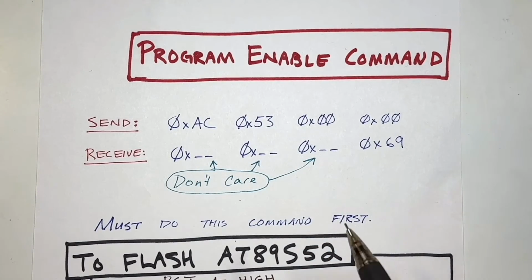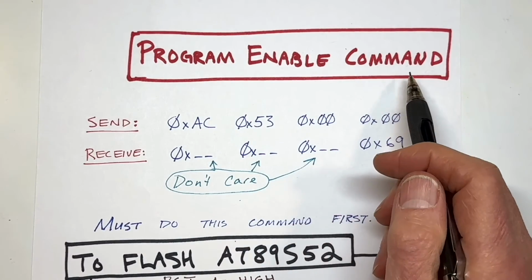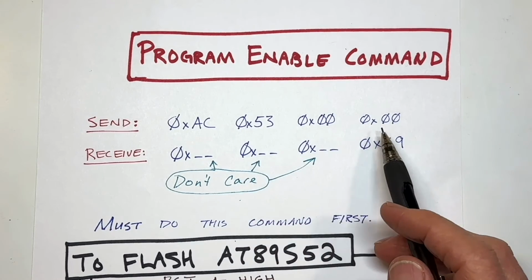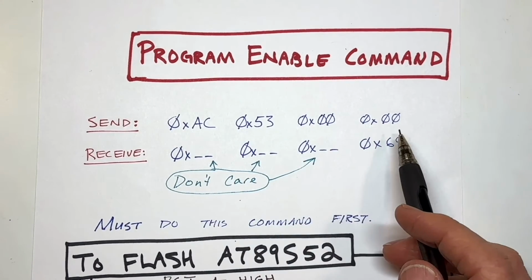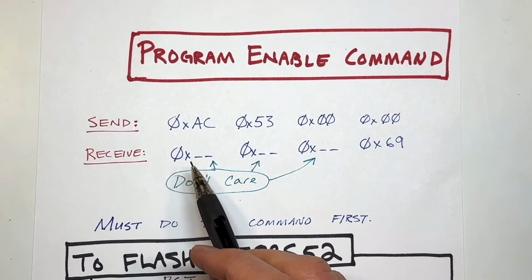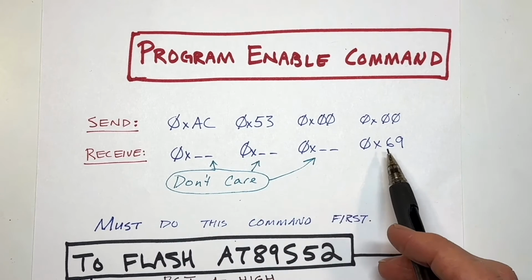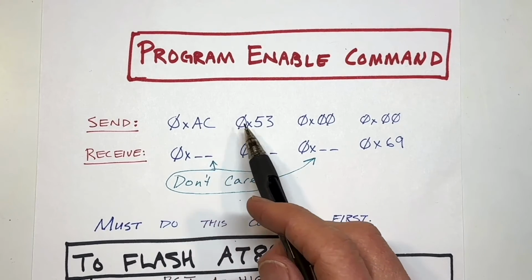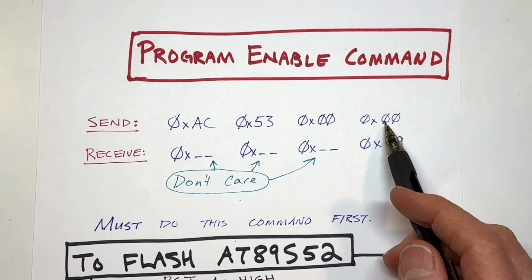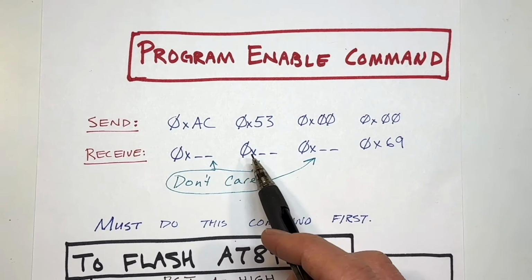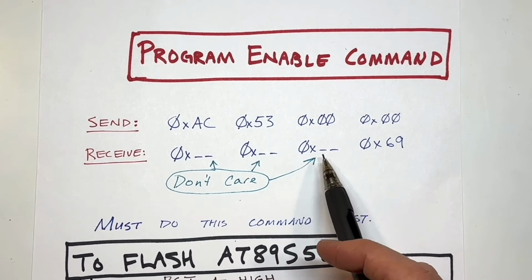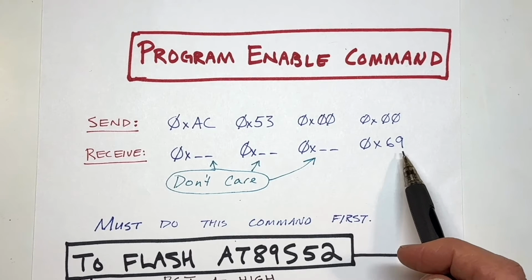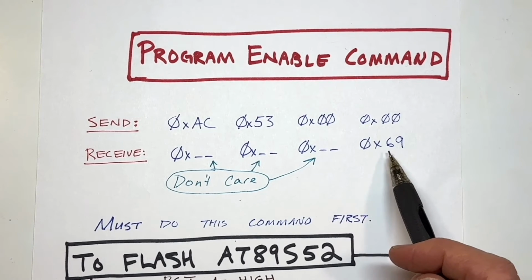The first command to look at is the program enable command. This command, like the others, is 4 bytes long, so we will be sending 4 bytes, and simultaneously the Arduino will be receiving 4 bytes. And the bytes we send are these values, hex AC 53 00 00, and we receive 4 bytes. The first 3 bytes we can ignore, we don't really care what they are, but the last byte will be a 69, and we can check to make sure that we actually get hex 69.